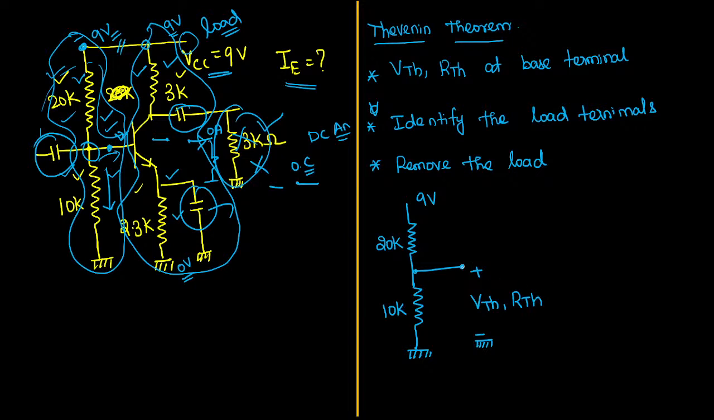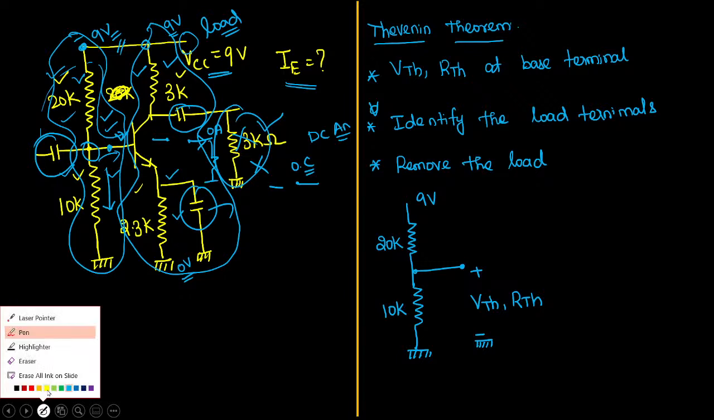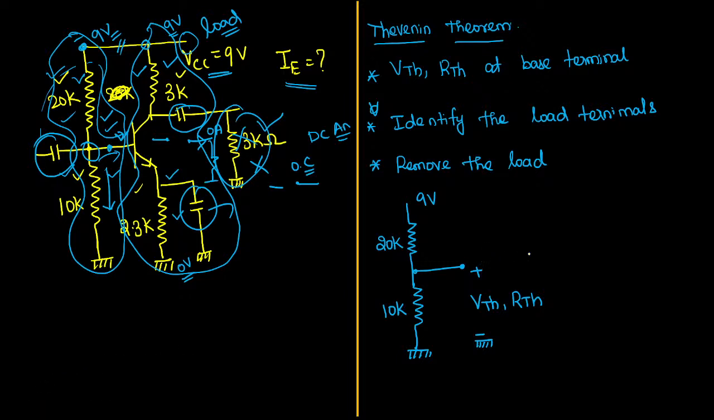This is our base terminal. From here only we have to calculate this. That's all. Whenever you are observing this type of resistor cascaded connection across the base terminal, this is the standard procedure to analyze the circuit. Don't forget that.